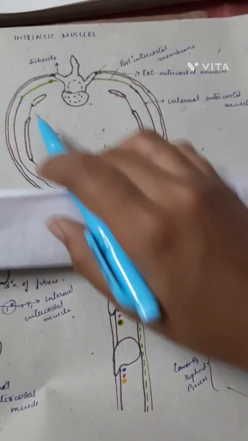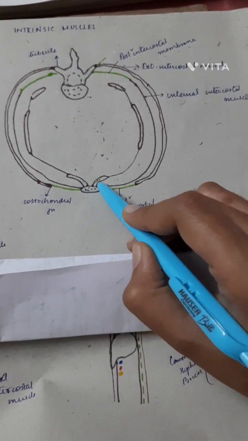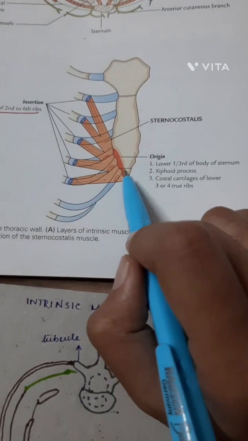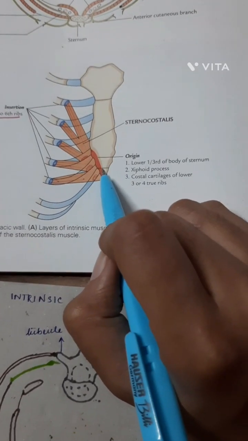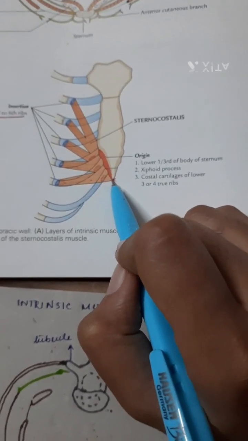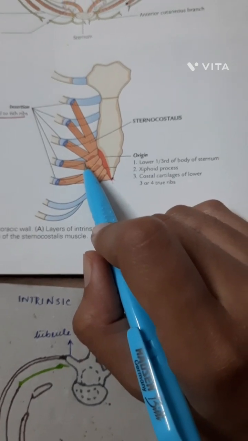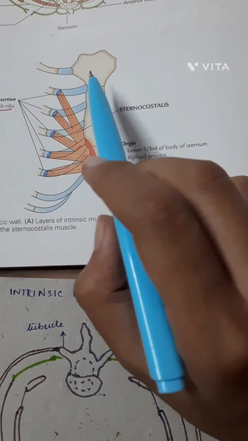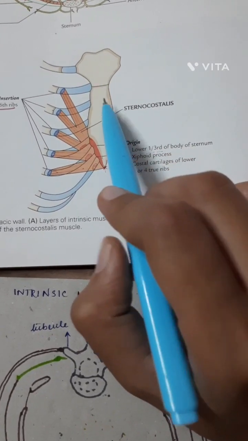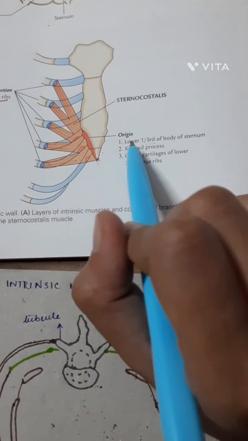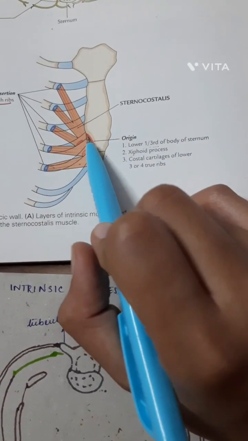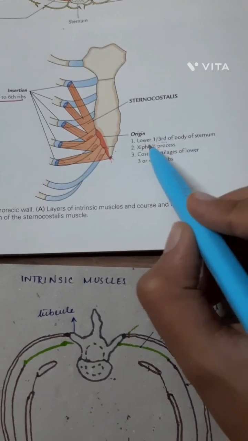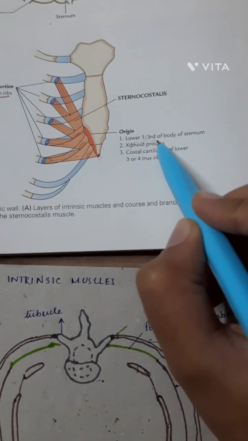Now coming to the last muscle, the sternocostalis muscle. It arises from the lower one-third of the body of the sternum, from the xiphoid process, and from the costal cartilages of the lower 3 or 4 ribs. So we know the sternum is divided into manubrium, body, and the xiphoid process. So the sternocostalis muscle arises from the posterior surface of the sternum.